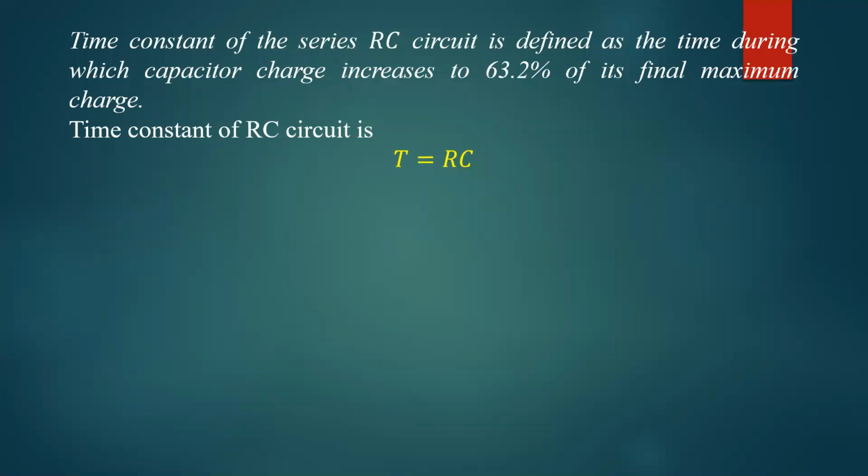If you calculate it in percentage, it will be 63.2% of its final maximum charge, that is 63.2% of Q naught. Therefore, the time constant of the RC circuit is given by T is equal to R into C. It is a very, very important relation. Problems may be asked on this relation. Given a series RC circuit, usually the calculation of the time constant will be asked.